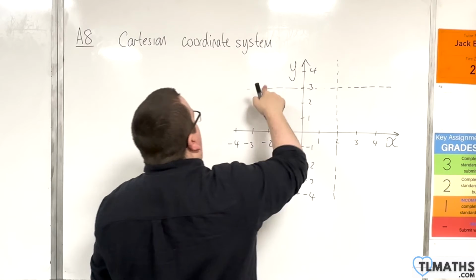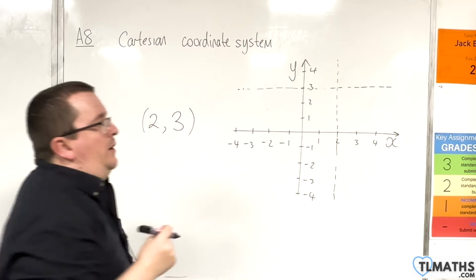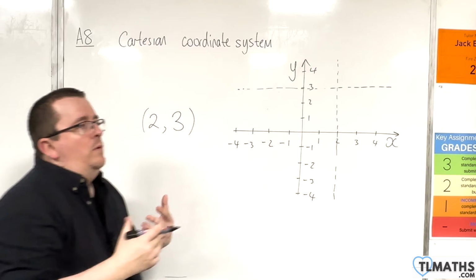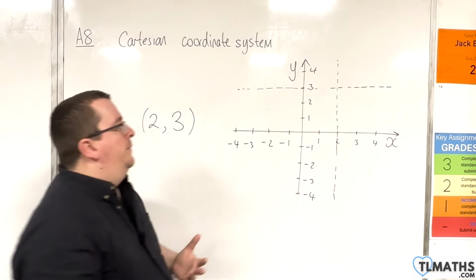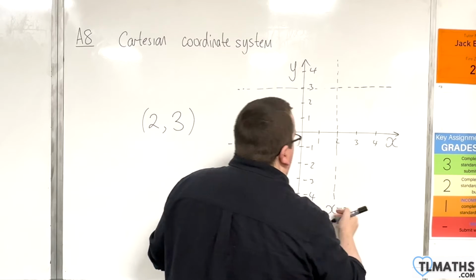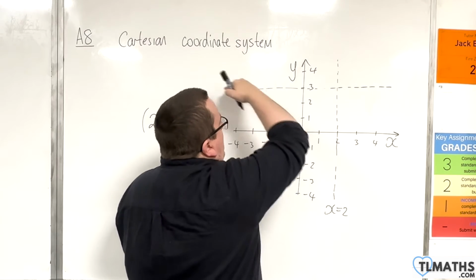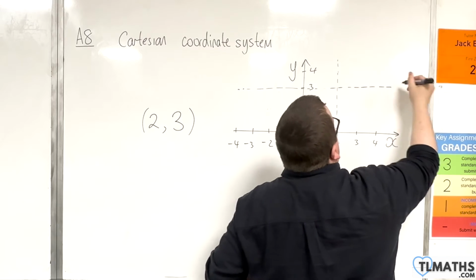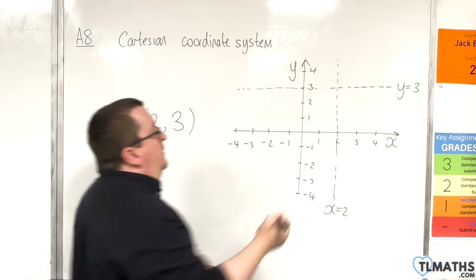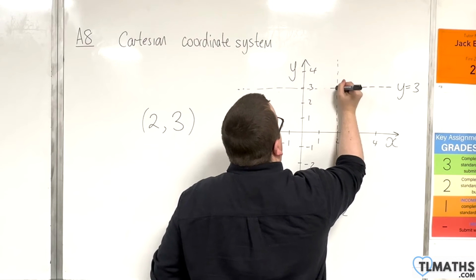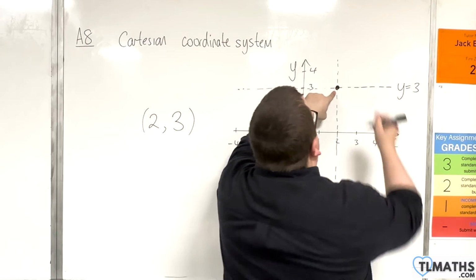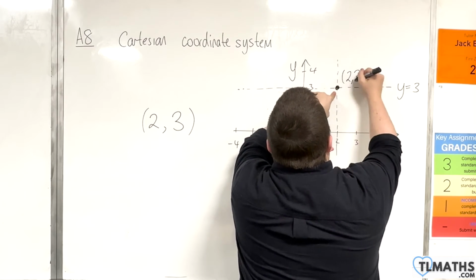Okay, anywhere along that line, y is equal to 3. So when we talk about the equations of lines, we would refer to that vertical line as x equals 2. So that's any point when x is 2, and that horizontal one there is when y is equal to 3. And where they intersect, this point here, is the point that I am interested in. This is the point that has the coordinates 2, 3.